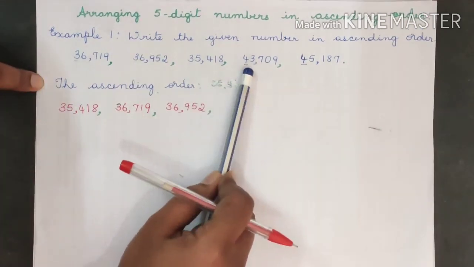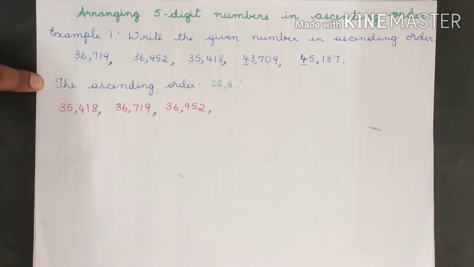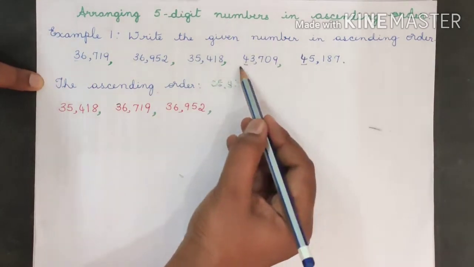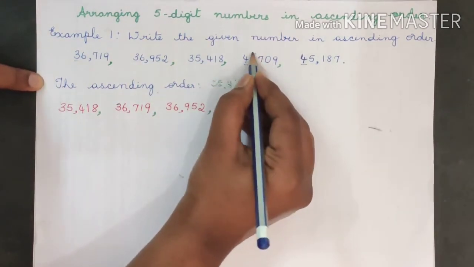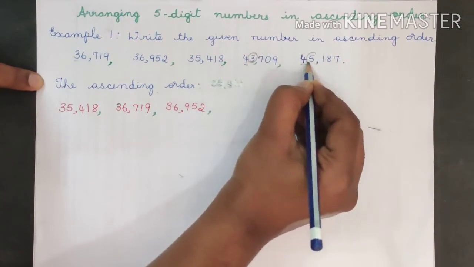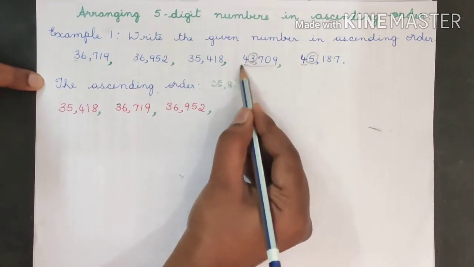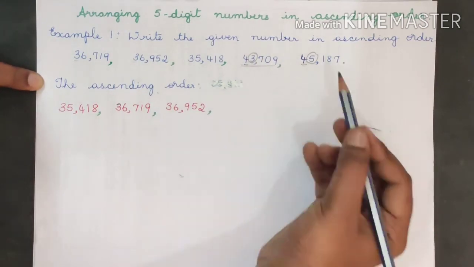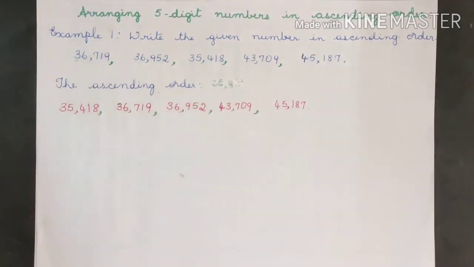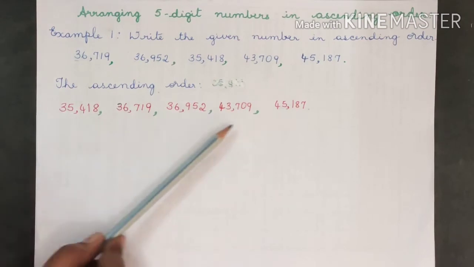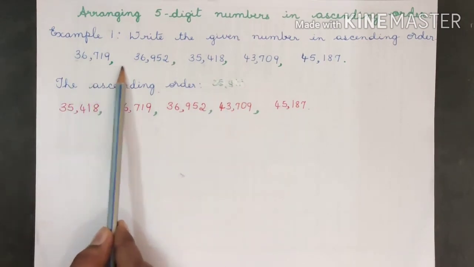Comparing the other two numbers, we see 10,000s are same, thousands are different, 3 and 5. We have to write the smaller number first. So this we have to write first and this we have to write next. So this is the ascending order of the numbers.